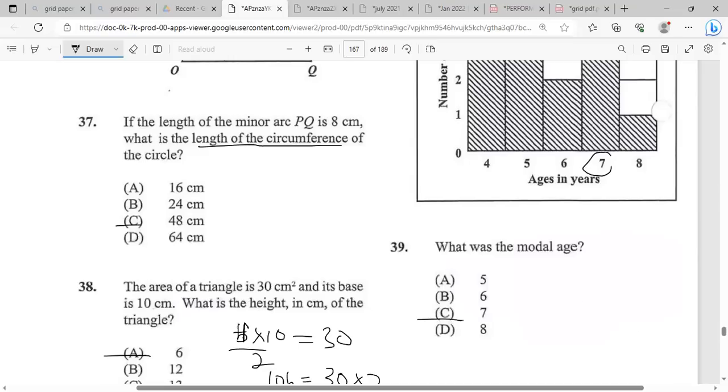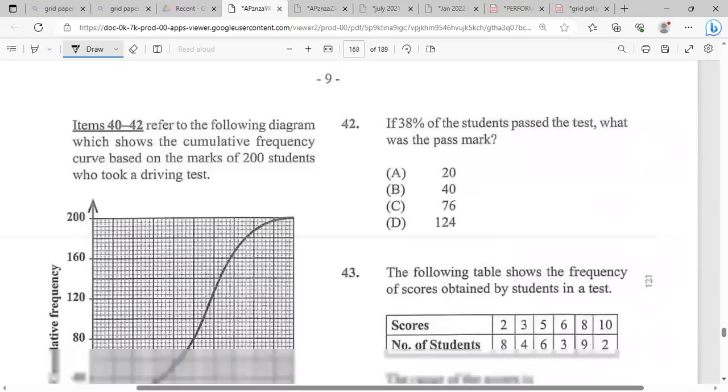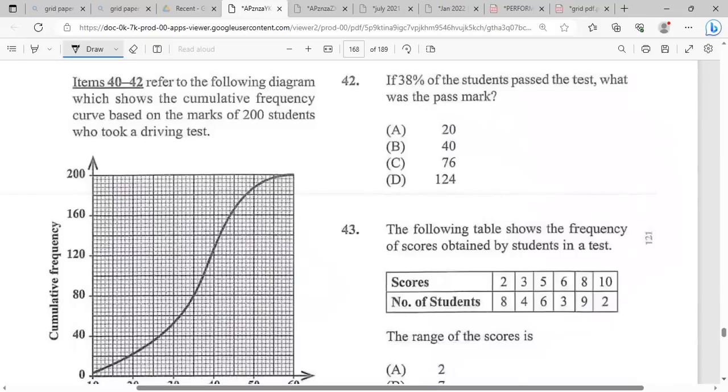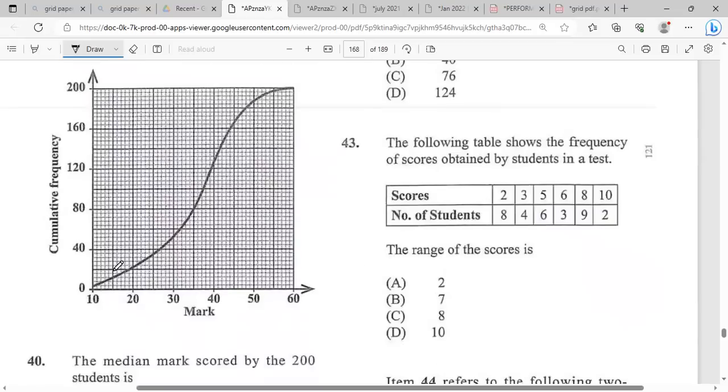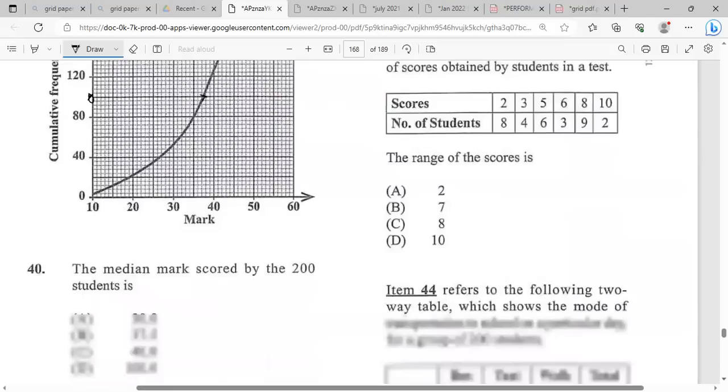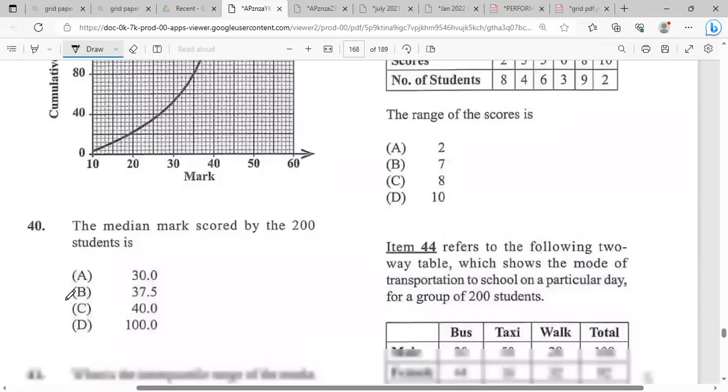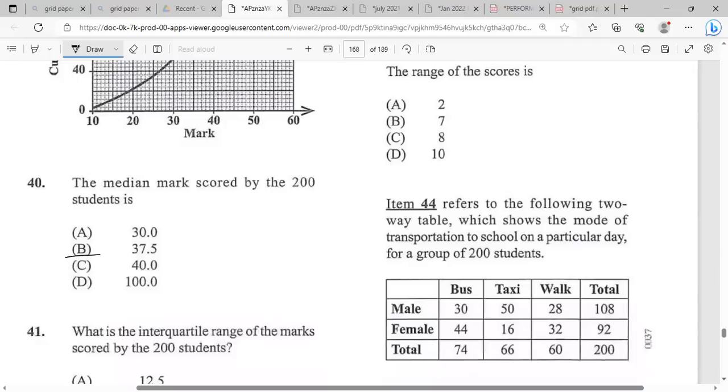All right, on to 40 now. Item 42 refers to the following diagram, which shows the cumulative frequency curve based on 200 students who took a test. It says the median mark scored by the 200 students. Now the median would be right here at 100, right? And you read it off on your graph. I think it's 37, but the answer says 37.5. So they know best for the graph, 37.5.